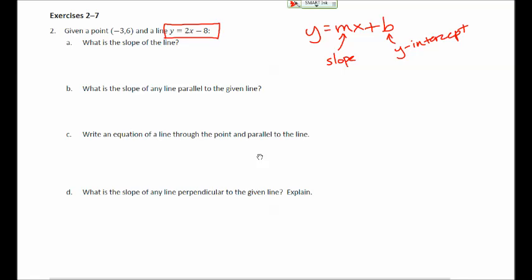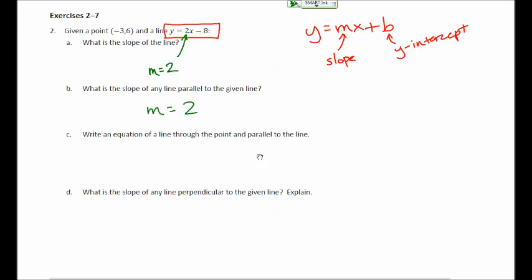Now, in part A, it asks what's the slope of this line? Well, it's the number in front of x. The slope is 2. I'll write m equals 2. It's not 2x. That's a very common mistake made by students, but just 2 is the slope, not 2x. In part B, what is the slope of any line parallel to the given line? Well, I just proved that it would have the same slope. So it'd be 2 again.